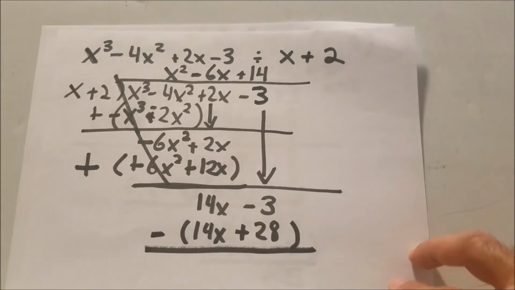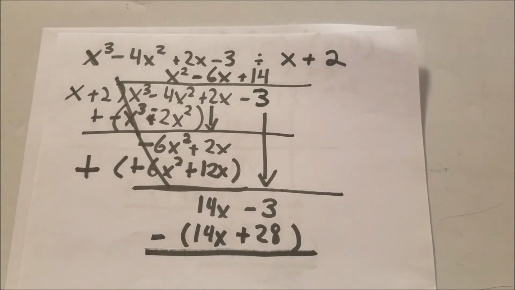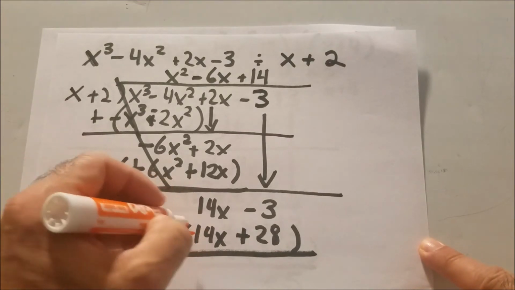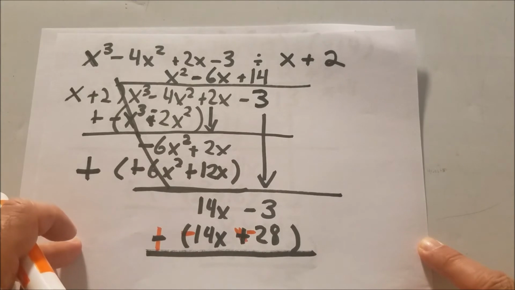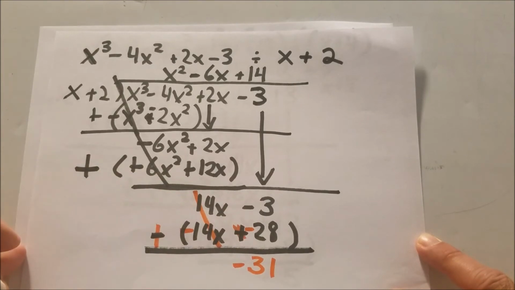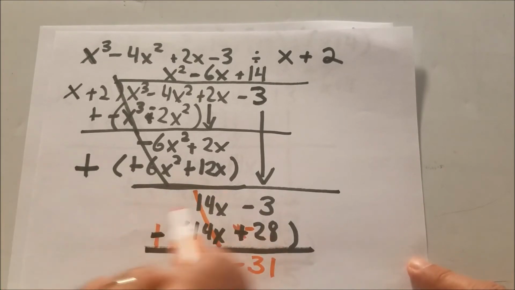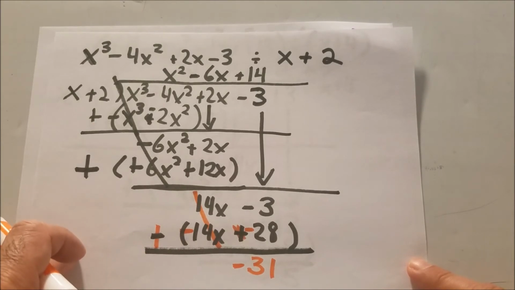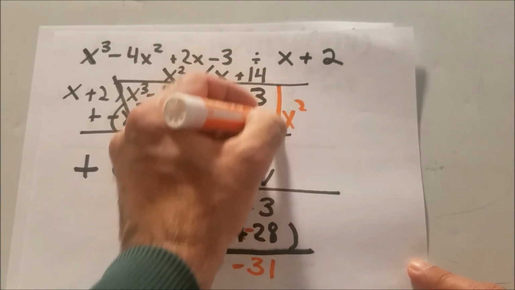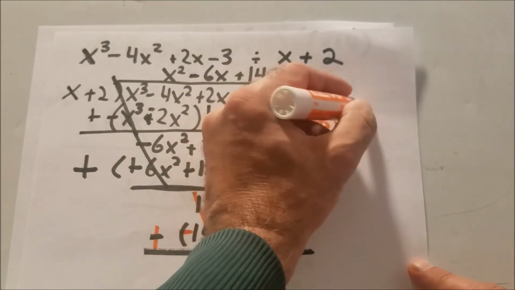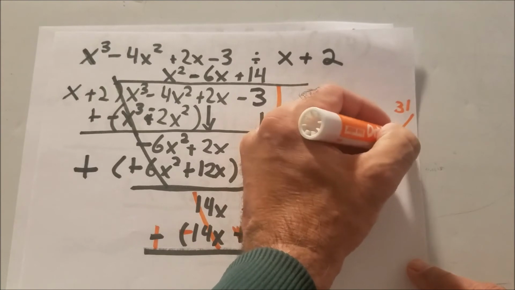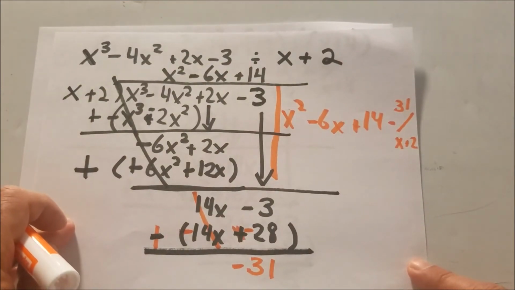And of course we're subtracting. We'll use a different color here to show you. So again, we're going to change that to addition, change that to subtraction, and we'll change that to subtraction. Get rid of the plus. So this cancels out, and we're left with negative 31. That's our remainder, negative 31. So our final answer up here, we'll just write it over here. We'll say x squared minus 6x plus 14 minus 31 over x plus 2. Minus, because that's our remainder.